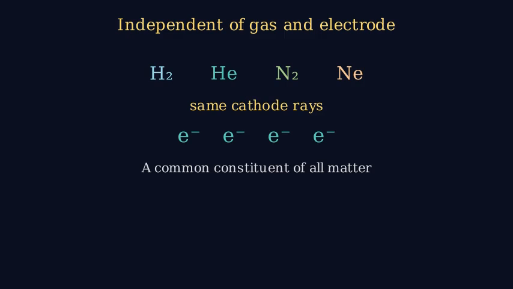Change the gas inside the tube or change the metal of the cathode. The nature of the rays remains the same. These particles are not fragments of one particular atom. They are a common constituent of all matter.